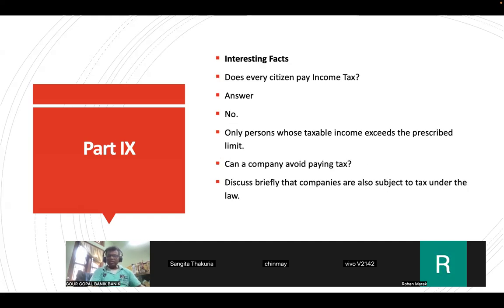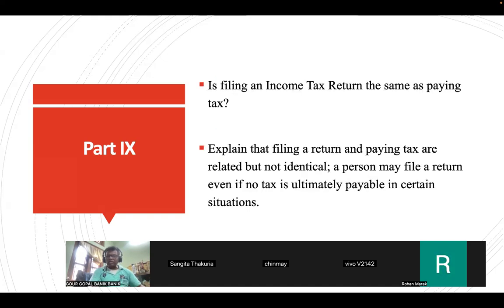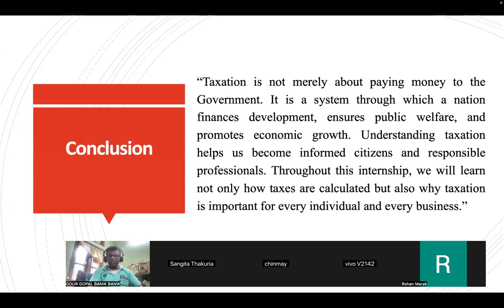Does every citizen pay? I have discussed this. No. Then is filing of return the same as paying the tax? You said no, these are two different things. And someone read these things.